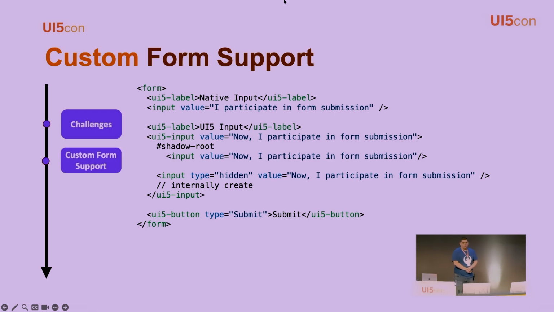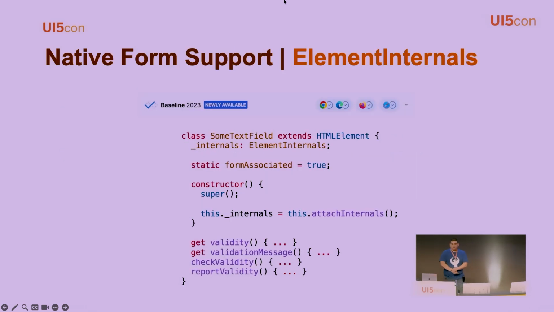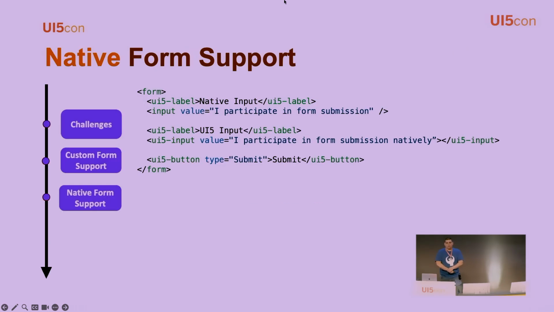Then again the browser standards evolved, and the element internals API was introduced. The element internals API allows us to make components fully participate in forms as native input elements. Then again, when the major browsers support it, we adopted it into the UI5 Web Components, and now they work in forms natively. And these are a couple of examples of the web standards that we have adopted.